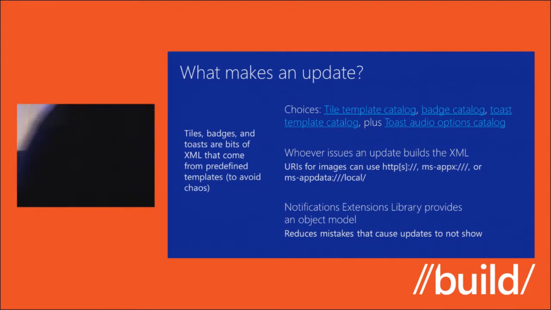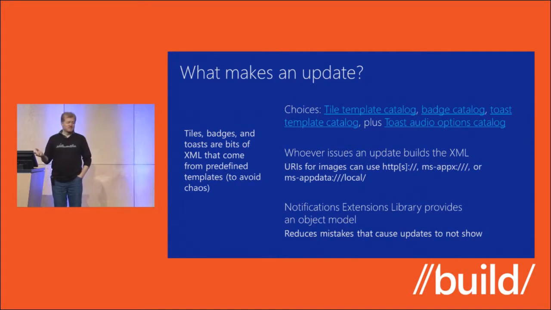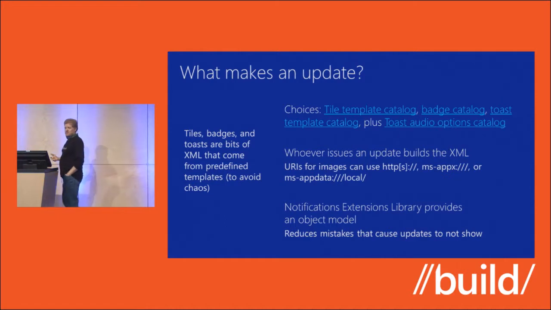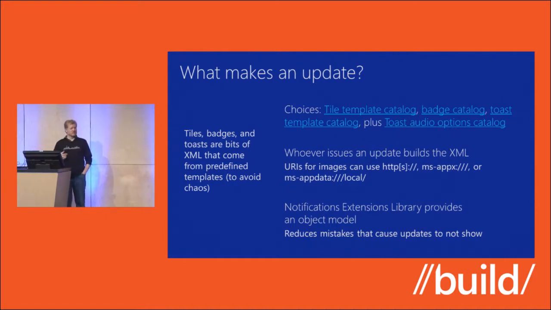There are 4 different catalogs that show you, here's the tile templates you can use, here's the badges, here's the toasts you can use, here's the audio notifications you can use for the different toasts that come up. So you'll see all the options there and the basic XML for these. But there's more to the XML, as we'll see in a moment. I'm going to actually look at the schemas for those so we can see the full extent of their capabilities.